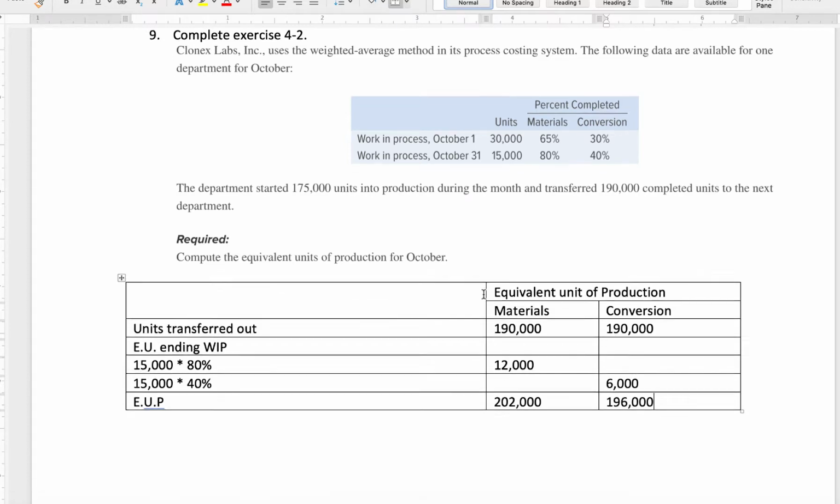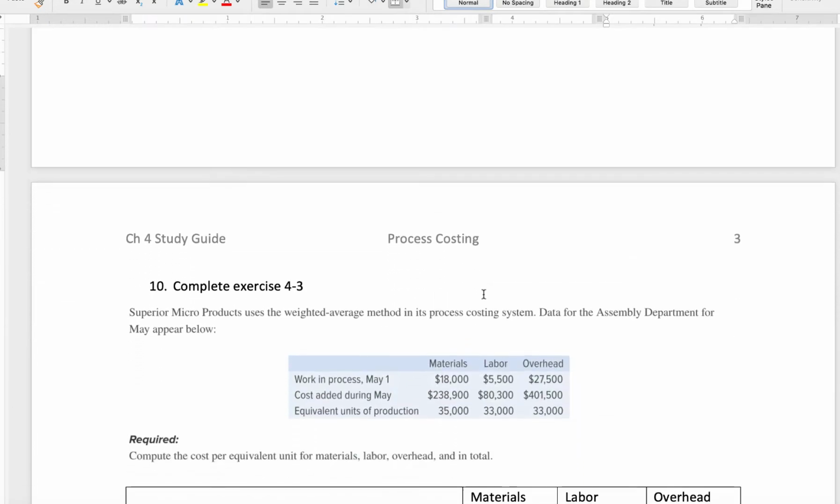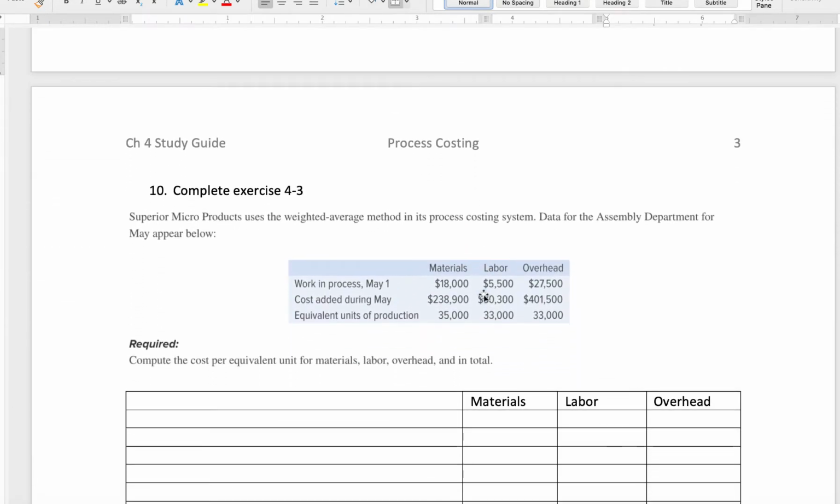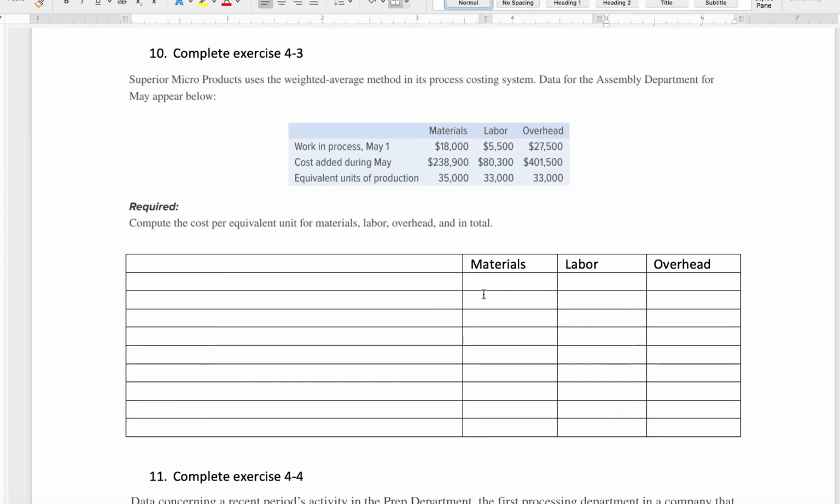Now the next thing we got to do is problem 10 in your study guide. It says, hey, complete exercise 4-3. Okay, I can do that. Exercise 4-3 is really step 2 of implementing that weighted average method, right? Step 2 says, hey, after I calculate the equivalent units of production, which is step 1, I need to do step 2. Step 2 is calculate the cost per equivalent unit. I can do that very easy, okay?